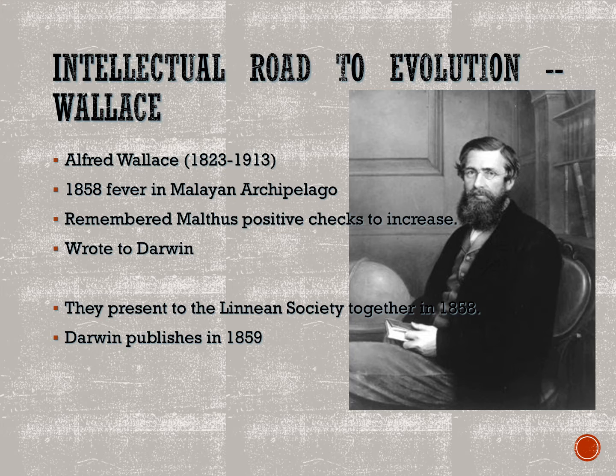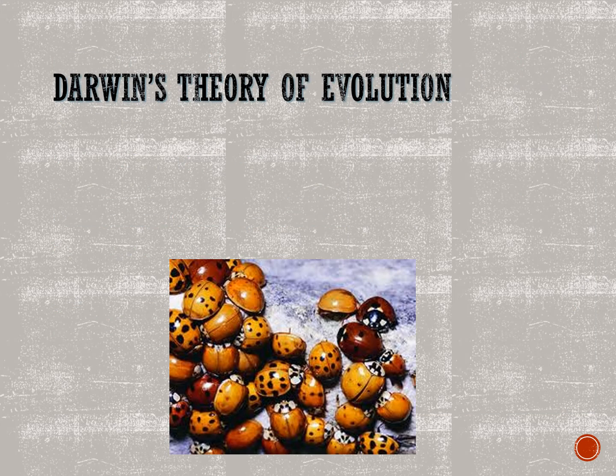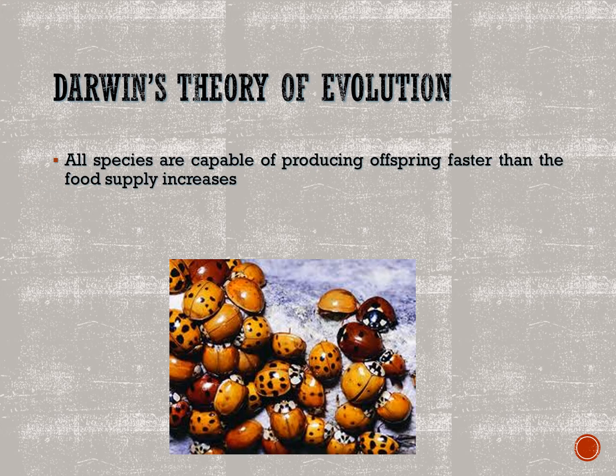I'm kind of sad in some ways that Wallace didn't get to be the guy, because Wallace wrote so much clearer. But we got Darwin, so that's it. So let's actually talk about what Darwin said. He says all species are capable of producing offspring faster than food supply. And you know that comes directly from Malthus. Remember that from the previous slide.